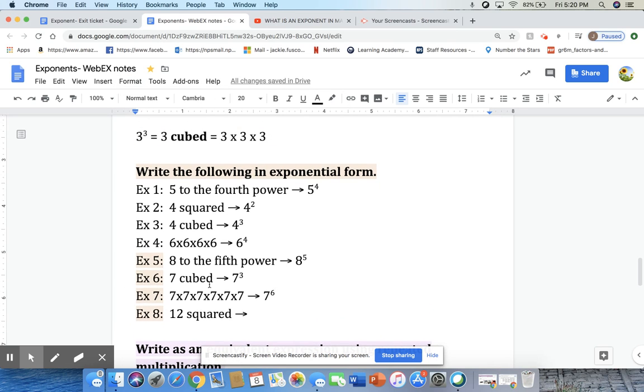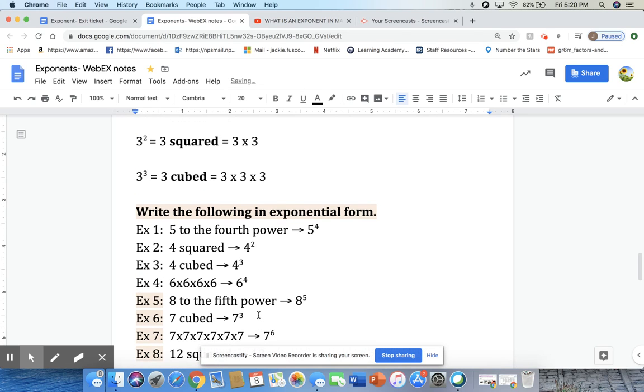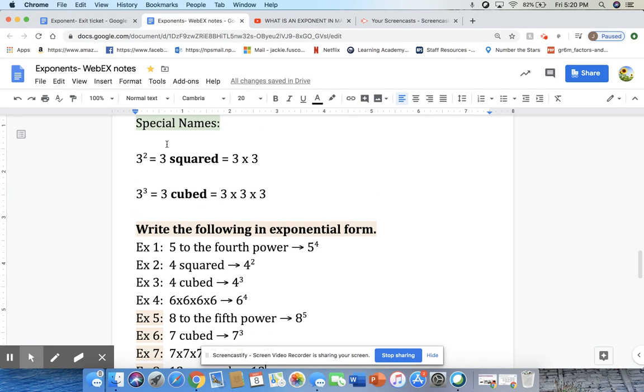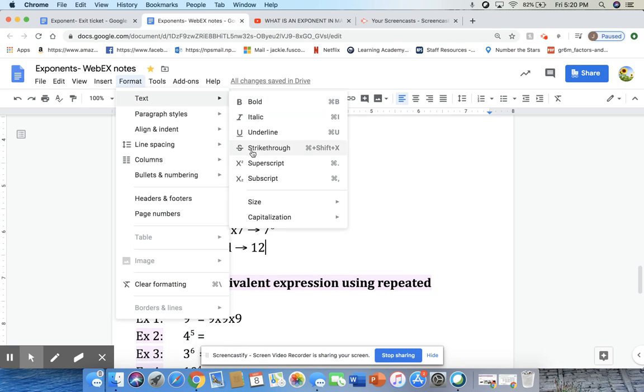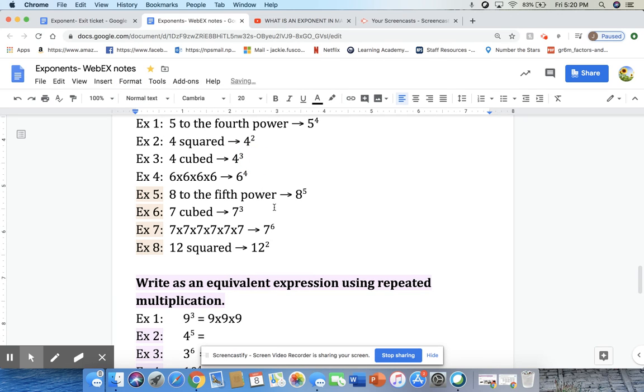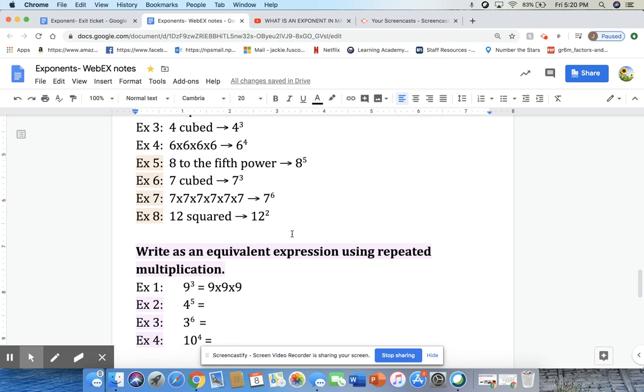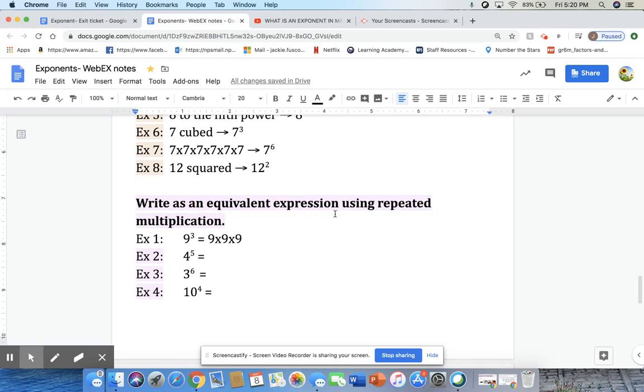My last example is 12 squared. 12 is my base. And remember, squared was a special name for the exponent 2. So I'm going to need 12 with the exponent of 2. Okay? Now, write these equivalent expressions using repeated multiplication. So all it wants is you to write it out using repeated multiplication.